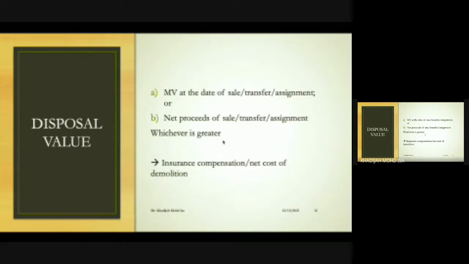But remember that net proceeds of sale or transfer or assignment can include, for example, insurance compensation received on the building. That is a capital receipt. So if you dispose of the building, you have to take into account the insurance compensation. All right, let's look at the examples in the textbook.